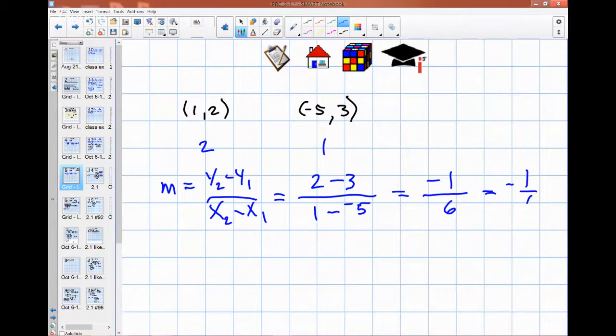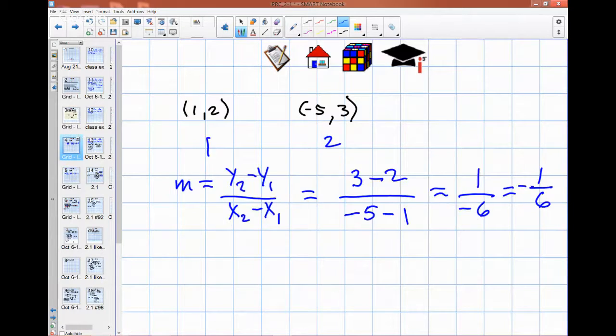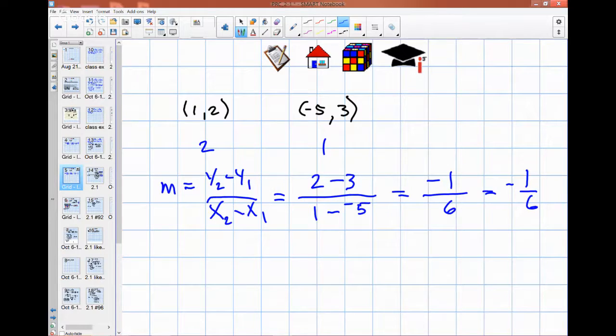Okay, well, do you see how we got exactly the same slope we got going the other way? Here's when we did it the other way. We got -1/6. And by reversing it, it made no difference. And it never will.